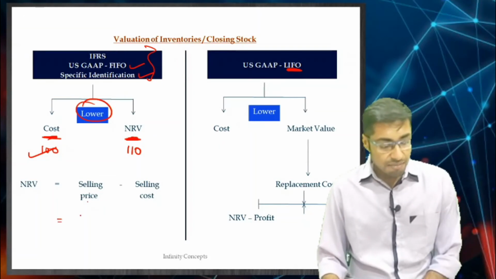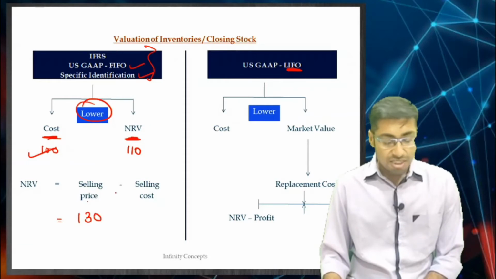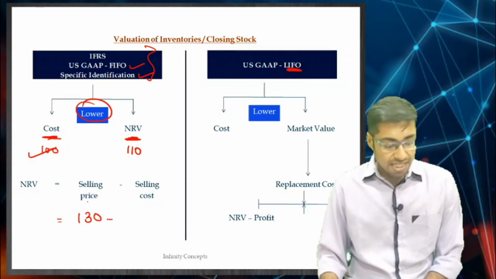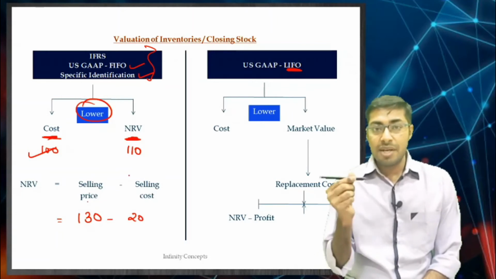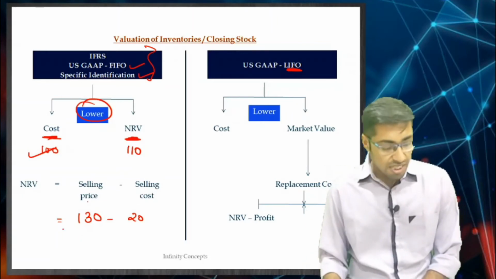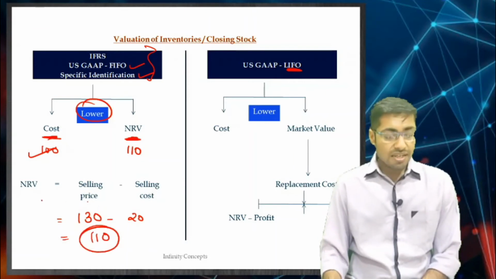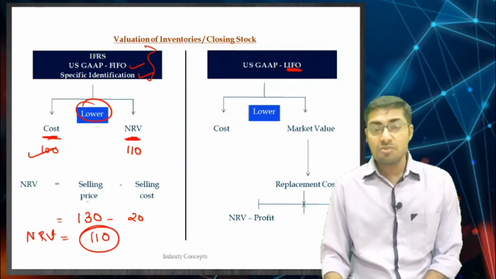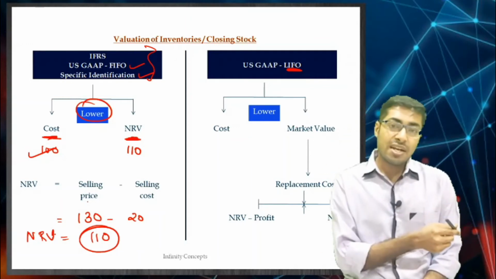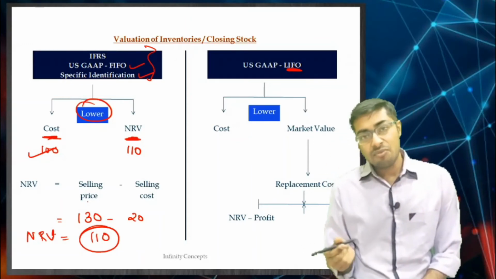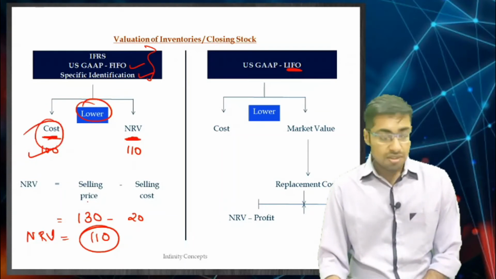If, for example, you are going to sell this particular pen for $130, and the selling cost is $20 per pen, then $110 is your net realizable value. This is what you are going to realize on each pen. Your cost is 100, your net realizable value is 110, and whichever is lower will become your valuation. So it will be 100.